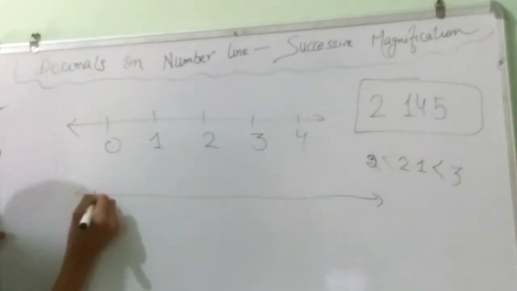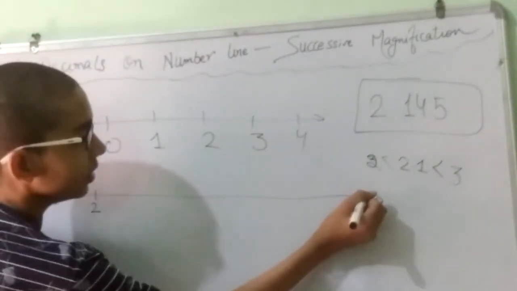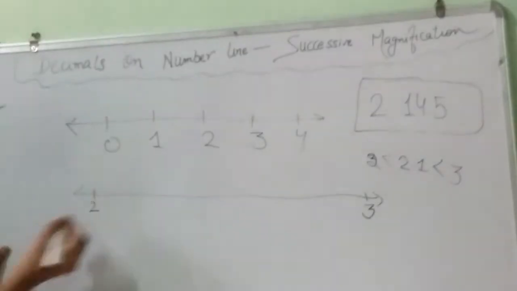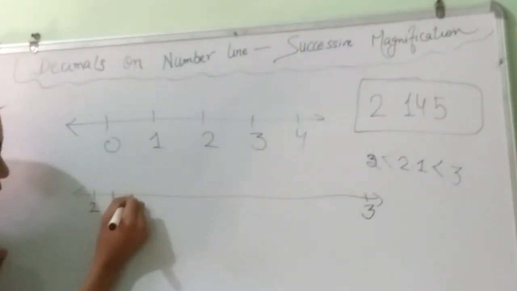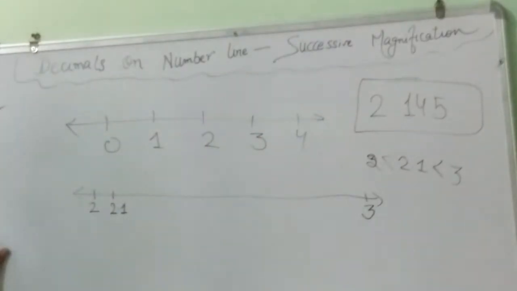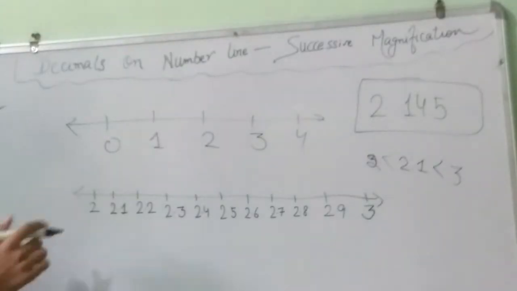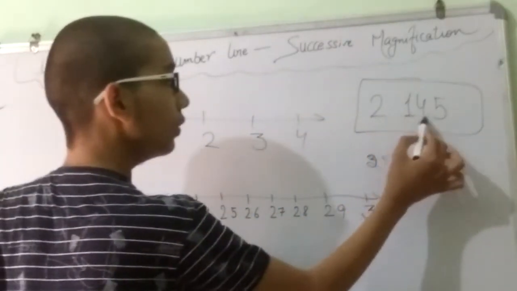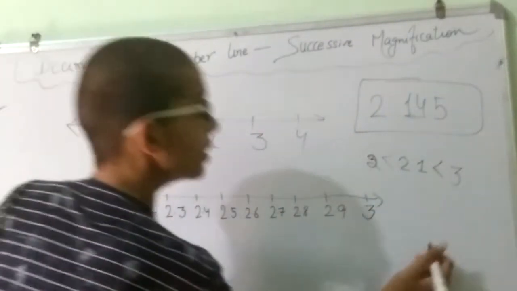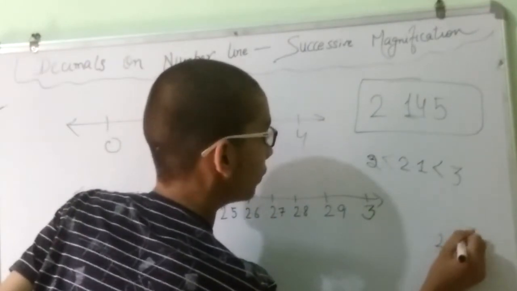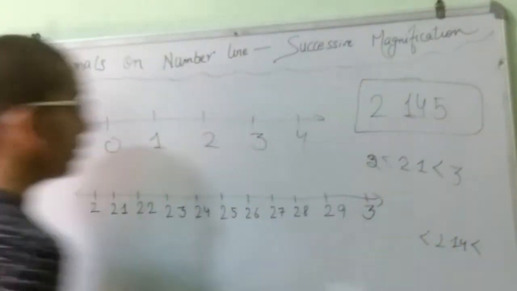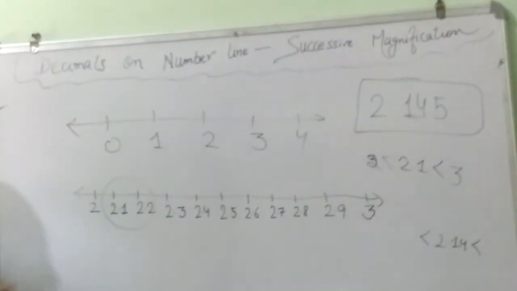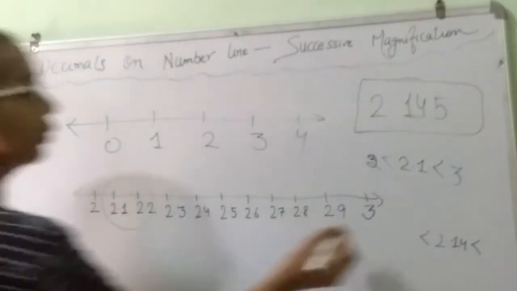See students, we have drawn 2 and 3. Okay, and the numbers lying between both of them, let's draw them. 2.1. Okay, we have drawn this. Now see, 2.14. Okay, let's take another two digits. 2.14 will lie in this number line between these two, okay, 2.1 and 2.2.